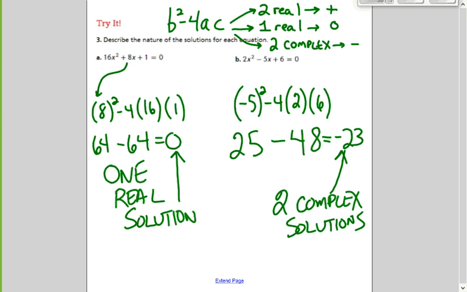And that's really it for example 3. Just pop it in the discriminant, tell me how many solutions there are, and move on with the next problem.